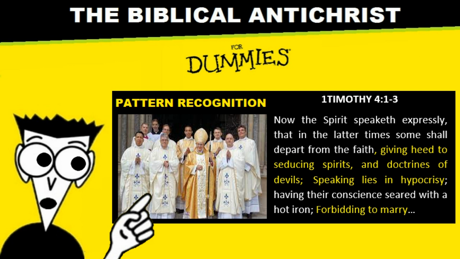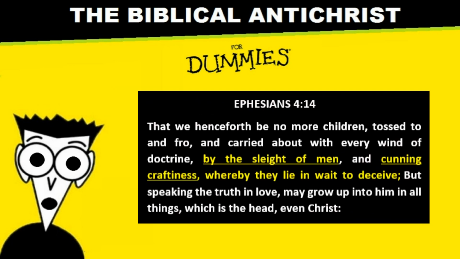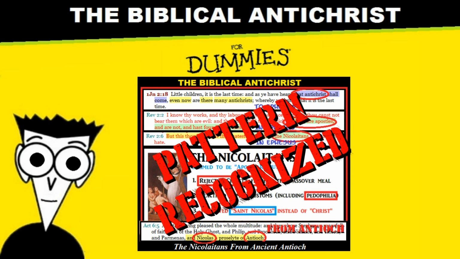This is what Paul said about them in Ephesians chapter 4 verse 14, quote, "That we henceforth be no more children, tossed to and fro, and carried about with every wind of doctrine, by the sleight of men, and cunning craftiness, whereby they lie in wait to deceive." End quote. Rome and its Nicolaitans were doing this as far back as when Paul wrote this letter to the Ephesians. And they have never stopped since.